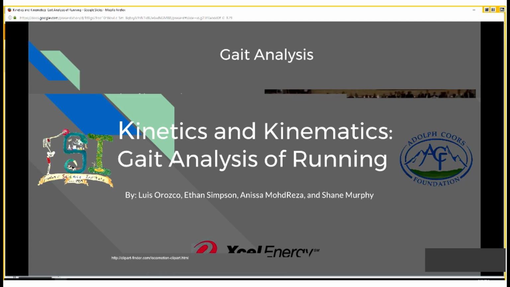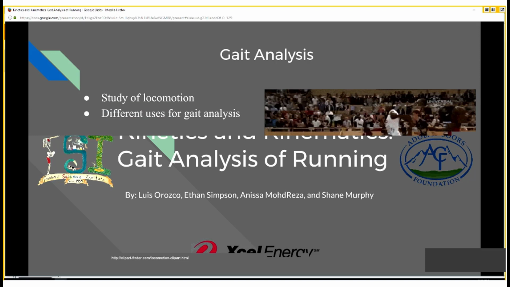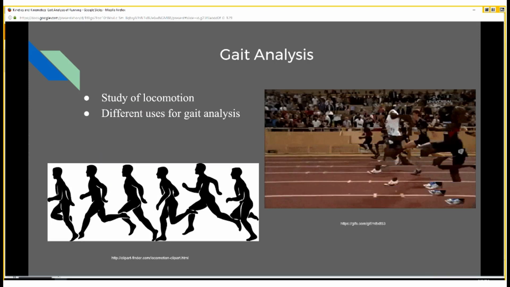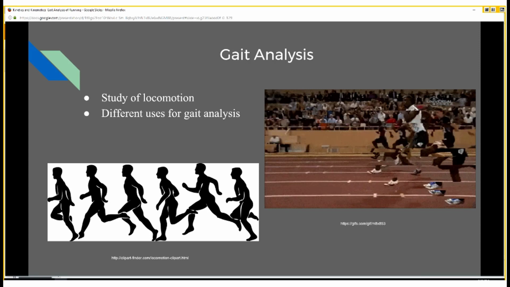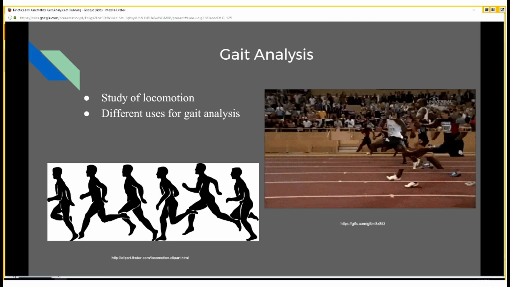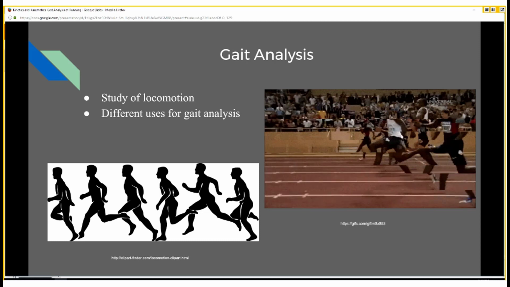So first we need to answer the question, what is gait analysis? More specifically, what is gait? So gait is just the study of locomotion. Locomotion is just how something moves. So gait analysis, we are studying how something is moving.